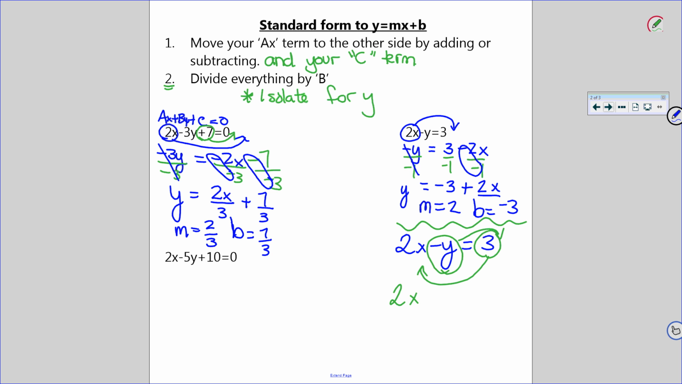2x, when I take this 3 over, it becomes minus 3 equals positive y. That is also in y equals mx plus b form. My slope here is still 2 because that's the number attached to x. My b here is still negative 3 because that's the number on its own. It's that constant. So again, you can pick which way you want to do it. If you like keeping y on the left-hand side, then by all means, please keep it on the left-hand side. Just you have to remember to divide by negative 1 up at the top.